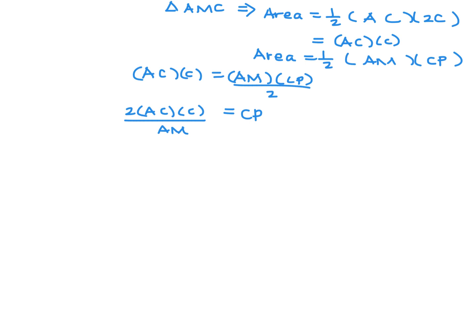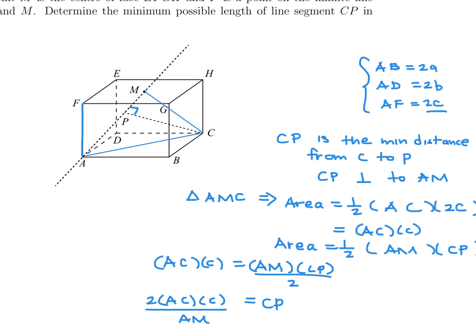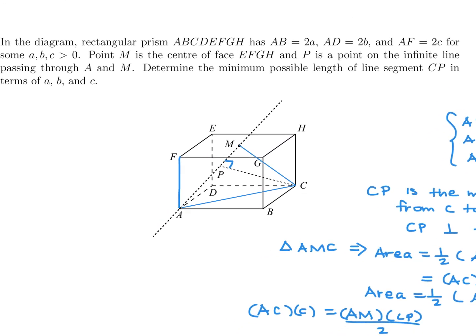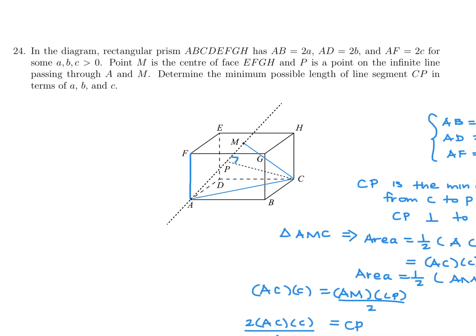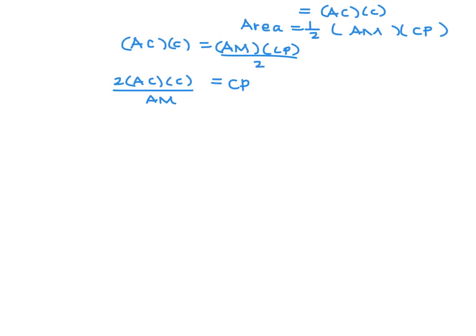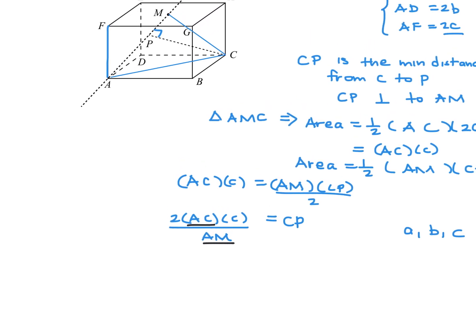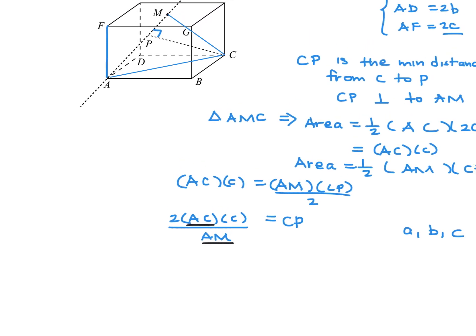Okay, but I still have AC and AM. What do they want the answer in terms of? Okay, in terms of A, B, and C, because we have no numbers here. So I've got to get this in terms of A, B, and C. So right now I have AC and AM. Obviously, I've got to get those in terms of A, B, and C, and then I should be able to put this all in. Okay. Well, AC and AM shouldn't be that hard to figure out.